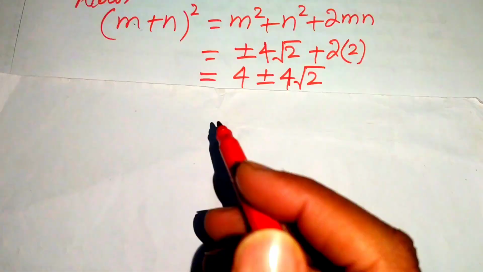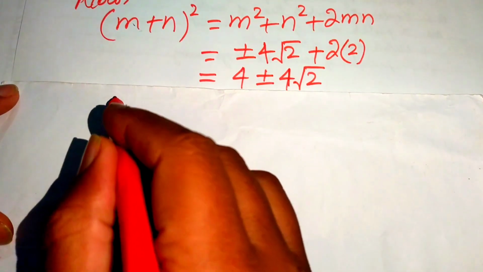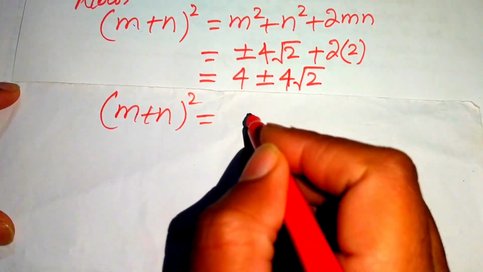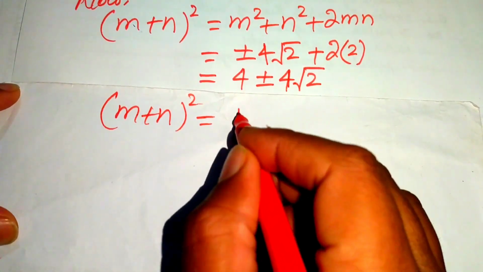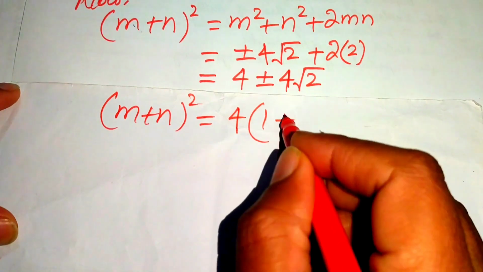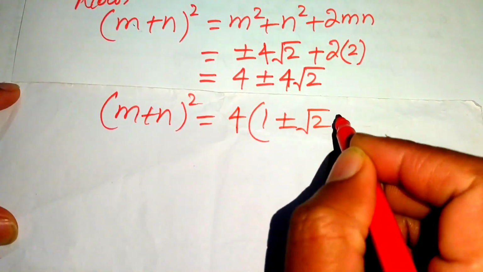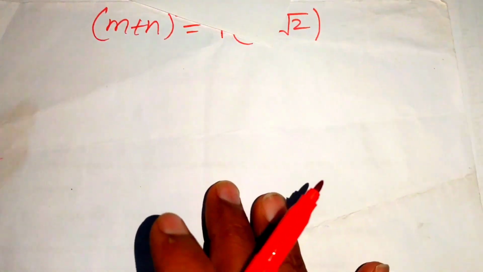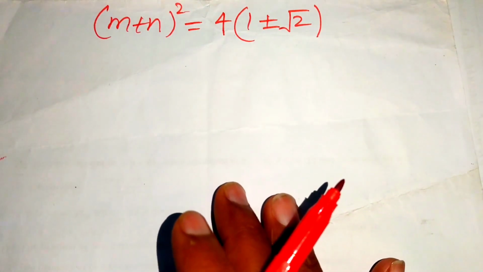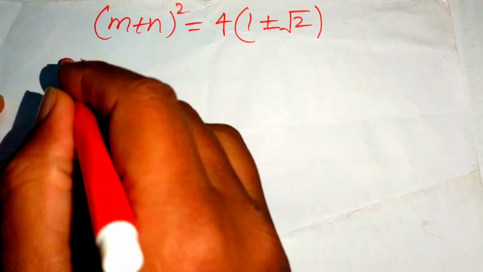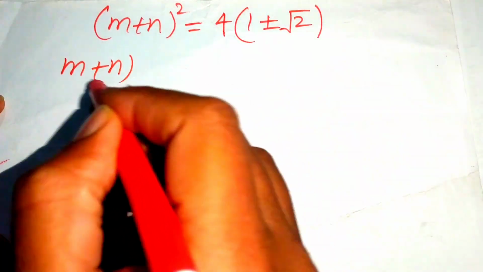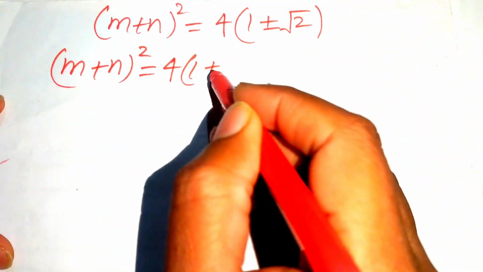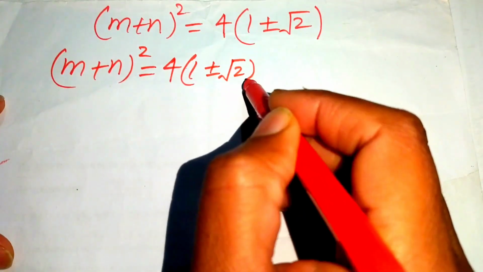So we write it as 2 times 2 is 4, plus minus 4 times square root of 2. And here we get the value of (m plus n) whole square equals, we take 4 common, and we get 4 times 1 plus minus square root of 2. And now in the next step we break this equation and write the positive and negative terms separately, and we have (m plus n) whole square equals 4 times 1 plus minus square root of 2.